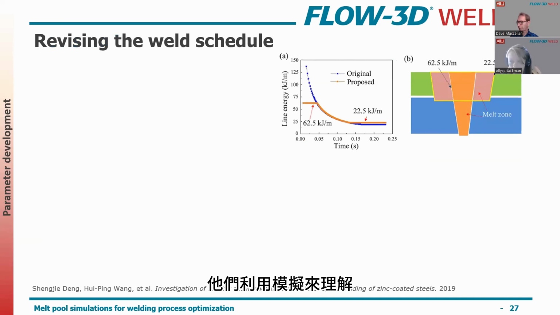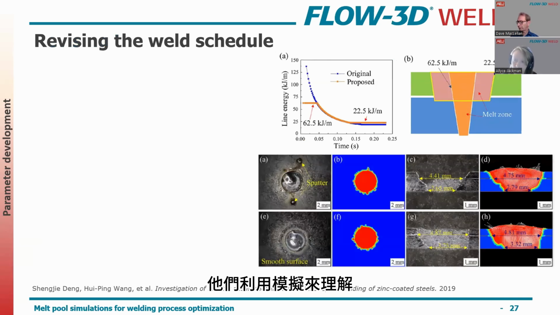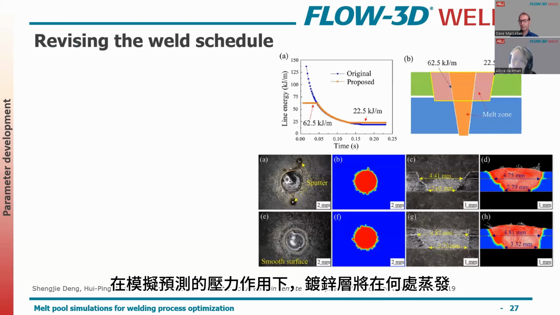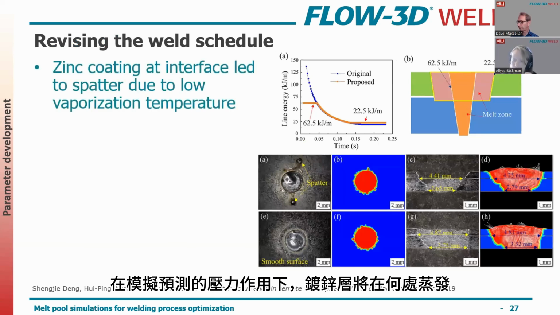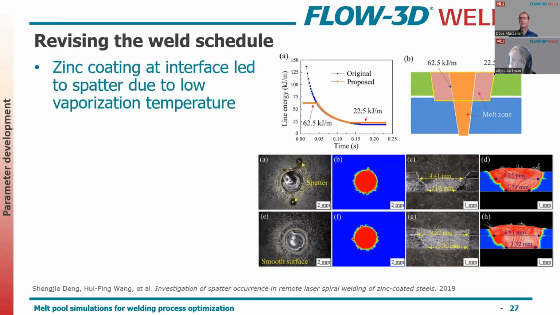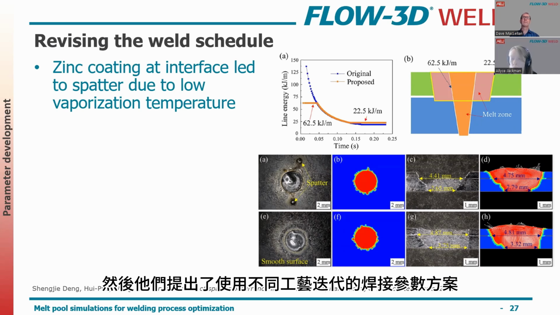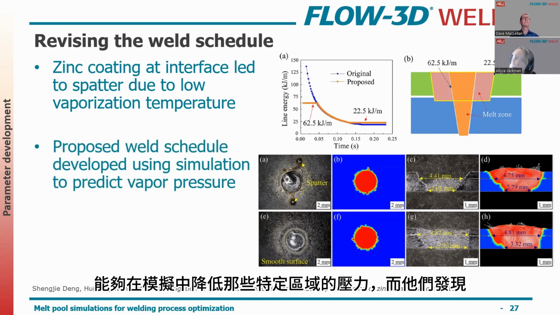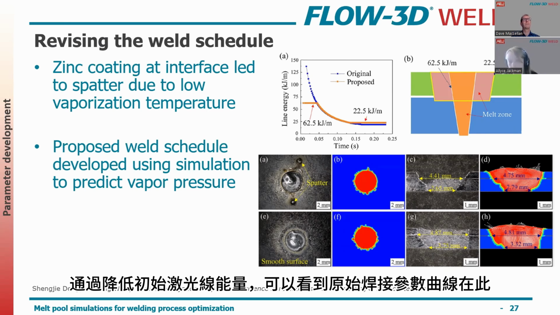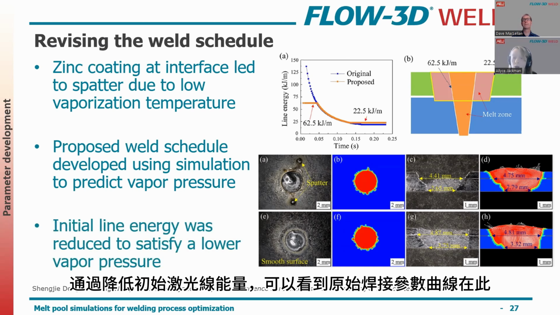So in this case, they actually did revise their weld schedule based on what they got from the simulation. So they used the simulation to understand where that zinc coating was going to vaporize due to the pressure that was predicted in the simulation. And then they proposed a weld schedule using different process iterations that they were able to simulate to lower the pressure in those certain areas.